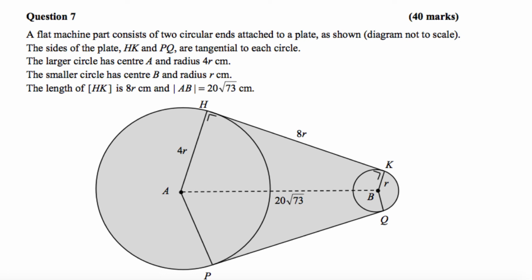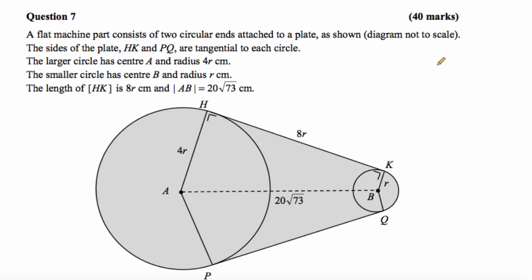So this is the 2015 LC Higher Level Paper 2 and we're looking at question 7. A flat machine part consists of two circular ends attached to a plate, as shown in the diagram, which is not to scale. The sides of the plate, HK and PQ, are tangential to each circle. The larger circle has center A and radius 4r centimeters.